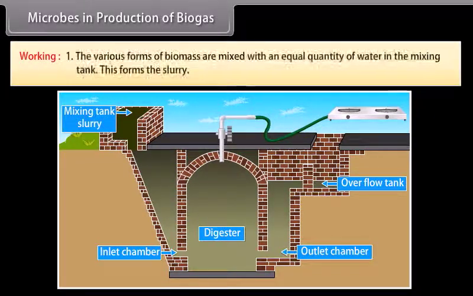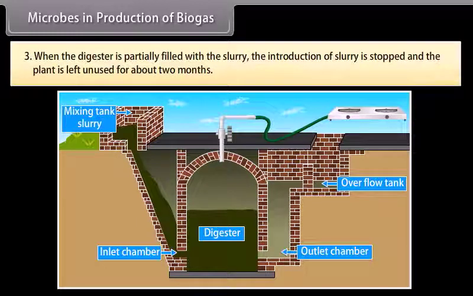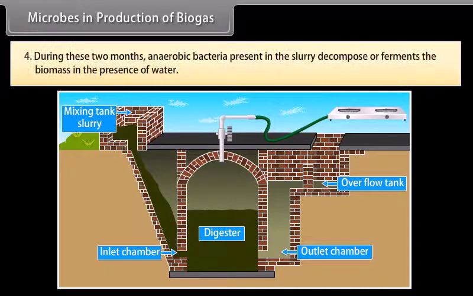Working. Number 1. The various forms of biomass are mixed with an equal quantity of water in the mixing tank. This forms the slurry. Number 2. The slurry is fed into the digester through the inlet chamber. Number 3. When the digester is partially filled with the slurry, the introduction of slurry is stopped and the plant is left unused for about 2 months. Number 4. During these 2 months, anaerobic bacteria present in the slurry decompose or ferment the biomass in the presence of water.